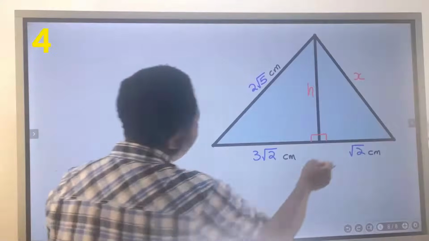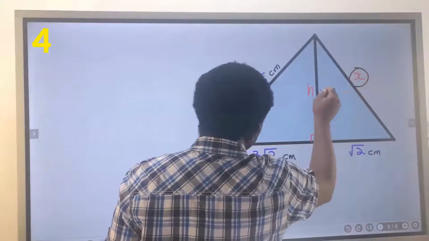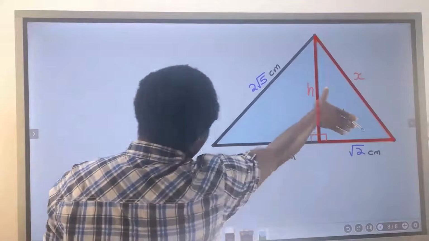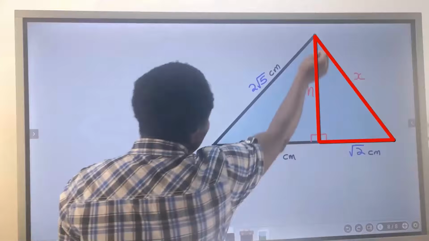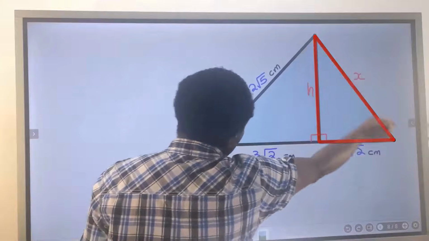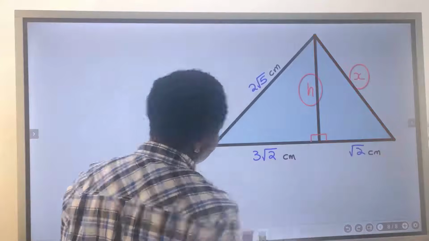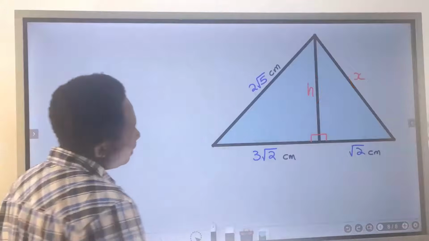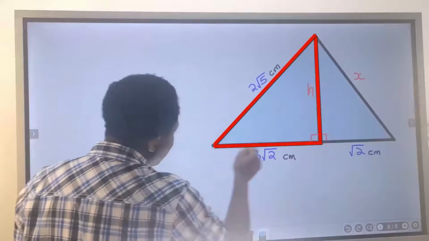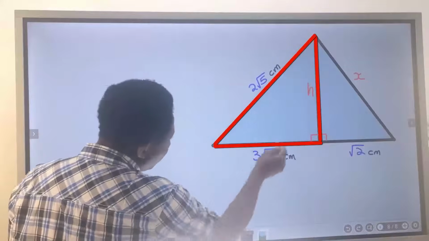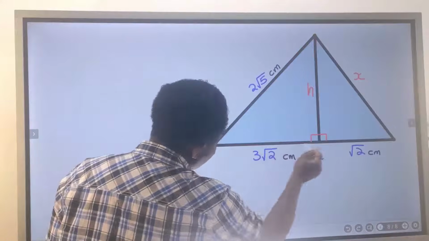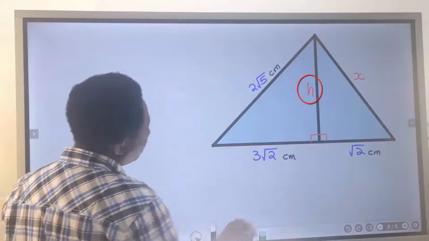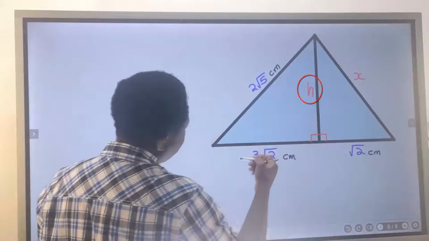Let's find the value of x and the value of h. If you consider this right angle triangle, we don't know here, we don't know here, but we know this part. We have 2 unknowns on this side. But if you consider this right angle triangle, we have the value of this side and we also have the value of this side. That means we can easily find h.